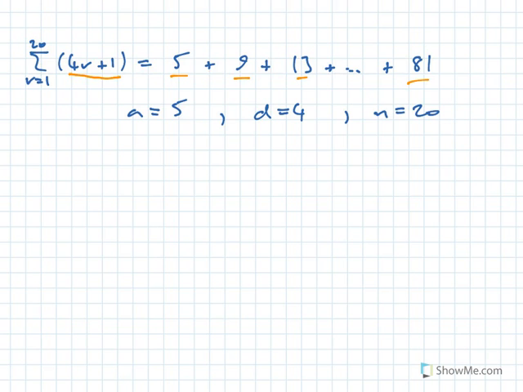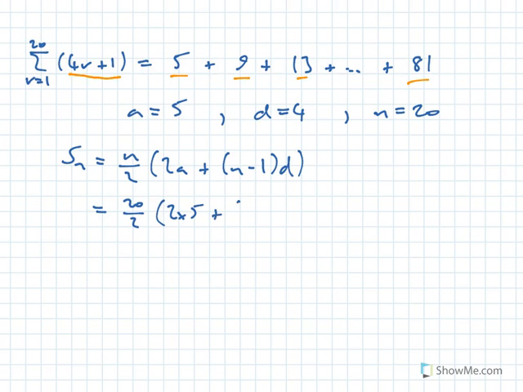So if I'm going to find out the total for this series, I've got Sn is equal to n over 2, 2a plus n minus 1 d. I can substitute my values in to get 20 over 2, 2 times 5 plus 20 minus 1 times 4, and if I work all this out, I get 10 plus, what's that going to be, 76, isn't it?